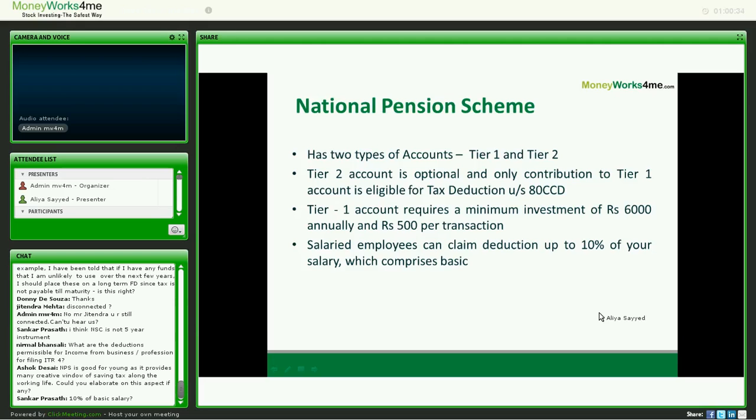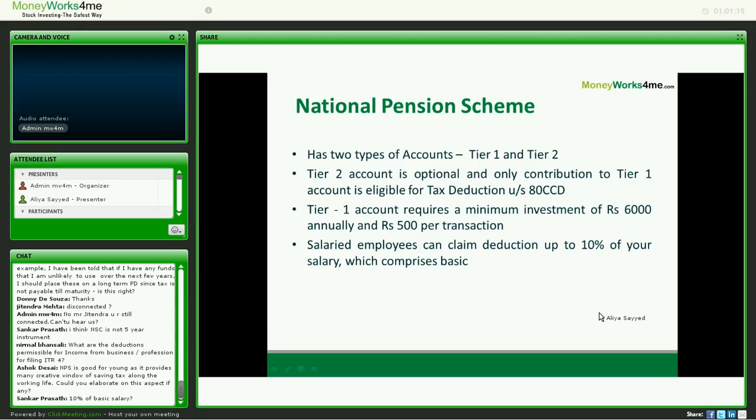What you can otherwise do is invest the minimum amount of 6,000 in your Tier 1. If that fulfills your 10% of salary exemption limit, you can just invest in Tier 1 and then invest the remaining amount in Tier 2, so that the 60% withdrawal limit at maturity does not apply. The other disadvantage is that the amount in NPS is locked in till you are 60 years of age.